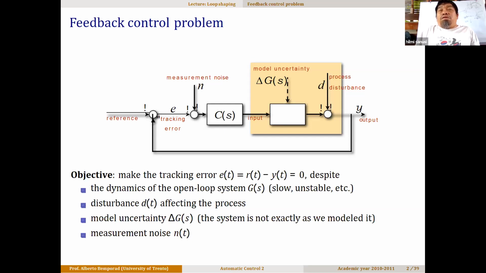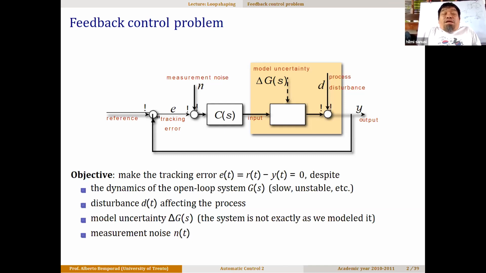Maksudnya dia punya output punya error will be very small. So that's the aim lah kalau you buat amplifier. You want to have the error as small as possible. Okay. Alright, so that is a tracking error. So you want to have the tracking error as small as possible.